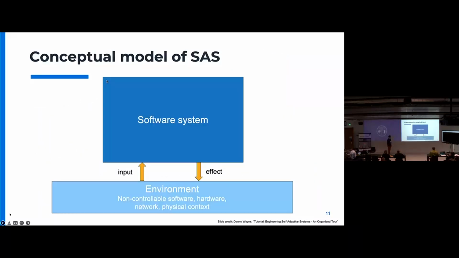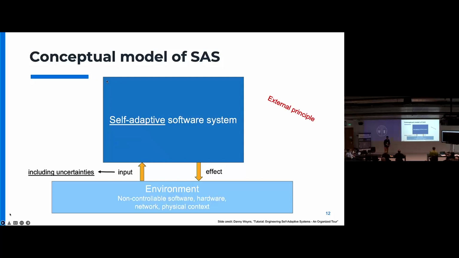Okay? Now, to put it in some kind of graphical picture, the first principle, essentially, considers a software system in its environment. The software system has some inputs. I always mistake this. Some inputs and basically affects the environment. And then you call it a self-adaptive software system when the input includes some uncertainties. Okay? That's a very simplified view.